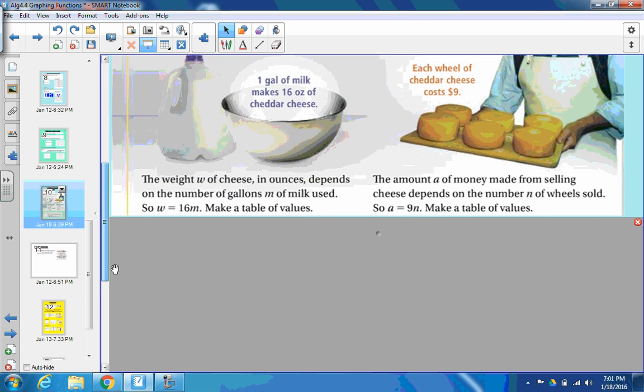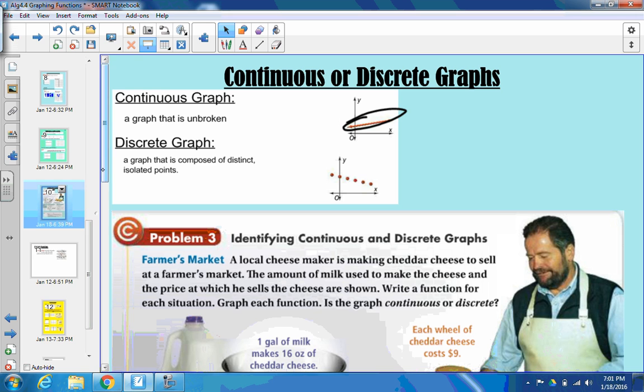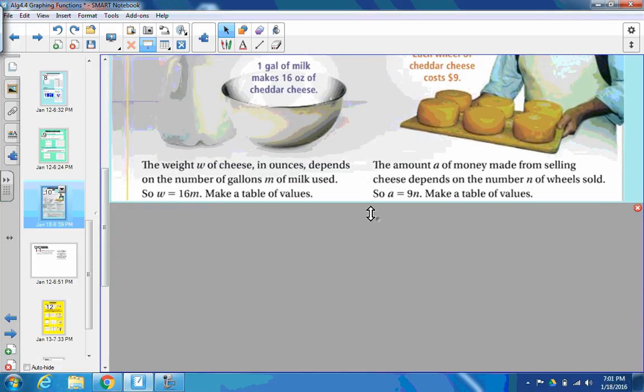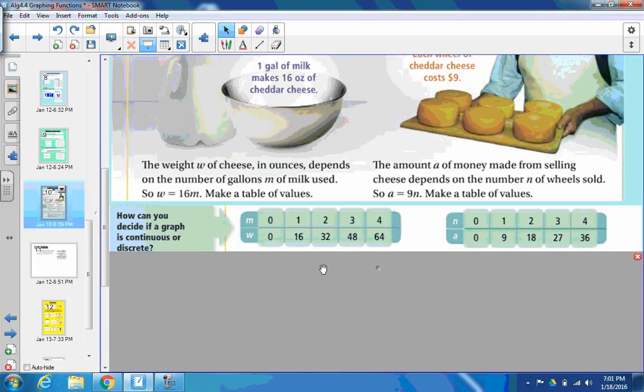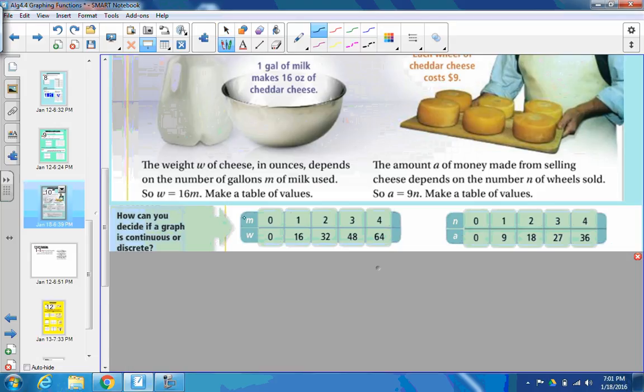So we're going to make the table of values here, with our equation. So if we plug in 0 for M, which when we're graphing, this would be on the x-axis and this would be on the y-axis. If we look at this, 0 gallons of milk would be equal to 0 weight. You have 1 gallon of milk, plug in for M, you get 16. 2, 32, 3, 48, 4, and 64.